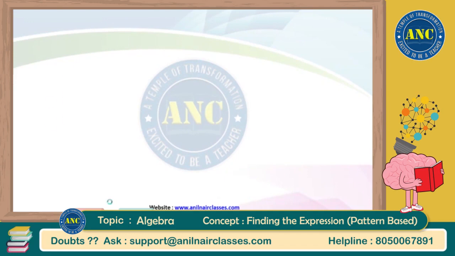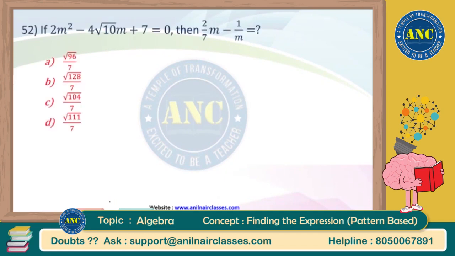Next question. Question number 52. These all things are very easy once you start understanding the logics of solving these questions. The question says, if 2m square minus 4 root 10m plus 7 equal to 0, then find the value of 2m by 7 minus 1 by 7. Now see here, first of all I want the coefficient of m square to be 1. So divide this entire equation by 2 on the left and right hand side. So 2m square by 2 is m square, 4 by 2 is 2, it becomes 2 root 10 into m plus 7 by 2 equal to 0, right?